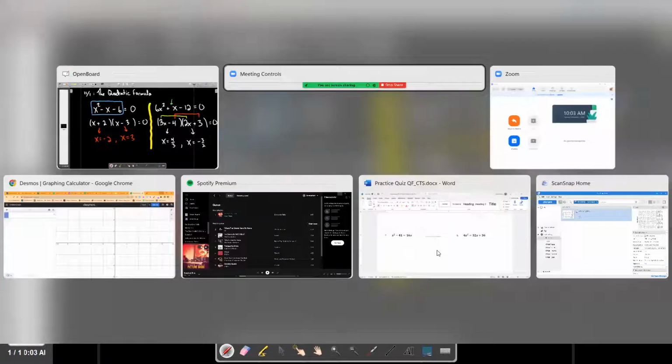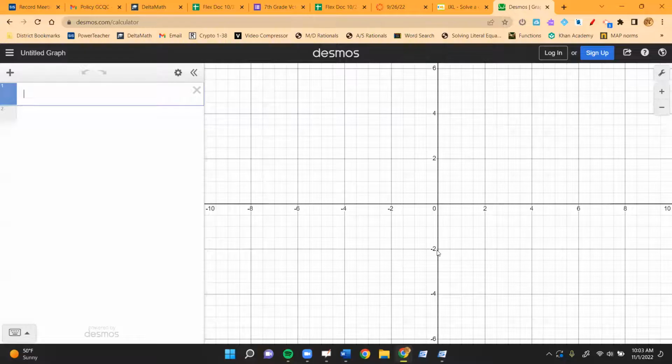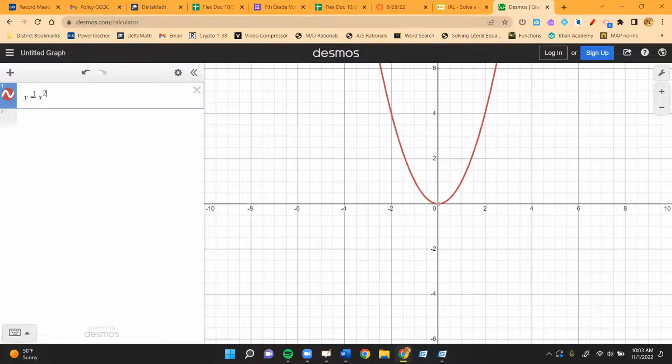So you'll want to start using this. You just go to desmos.com, D-E-S-M-O-S, and then click on graphing calculator. It brings up this app that'll graph things for you. So what I'm going to do is type in y equals. Instead of equals 0, I'm going to put in y equals. And I believe the equation was x squared.